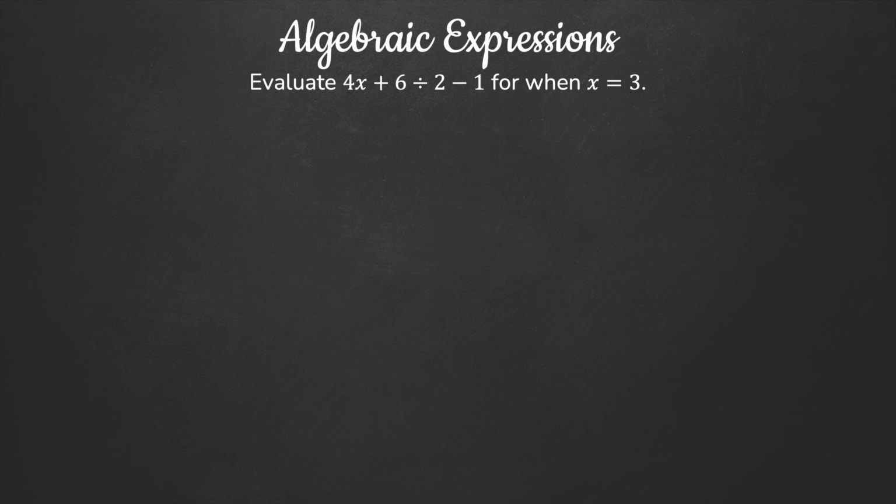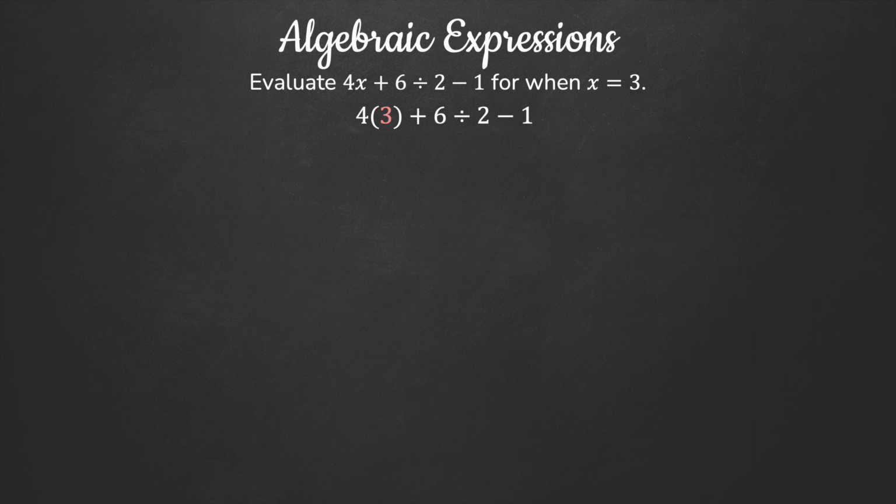What that means is wherever we see an x in our expression, we're going to substitute it for the number 3. So, instead of 4 times x, we're going to have 4 times 3 plus 6 divided by 2 minus 1. And now, since we substituted the x for 3, we have a numerical expression which we could evaluate using order of operations to help us.